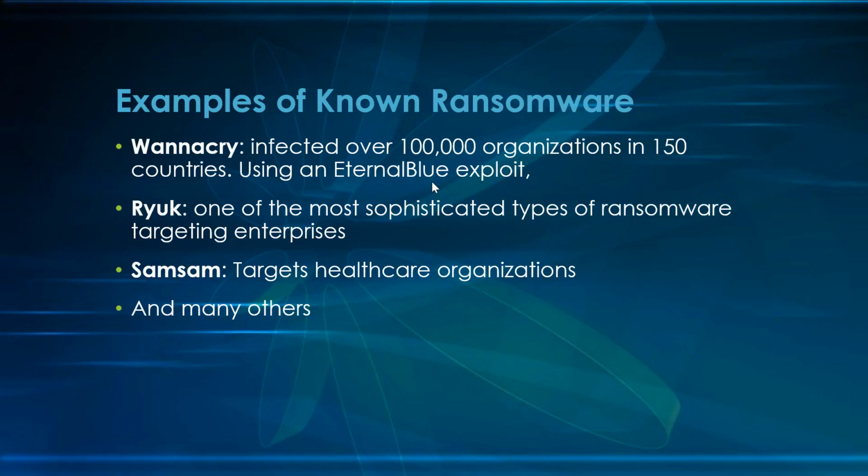Examples of known ransomware. One of the most known was WannaCry, which infected over 100,000 organizations, 150 countries, because it was using the EternalBlue exploit. WannaCry is still running until now. It's still encrypting files. Ryuk, which was one of the most sophisticated types of ransomware, was mostly targeting enterprises. SamSam, which is a .NET malware, was used to target healthcare organizations, and there are so many more.